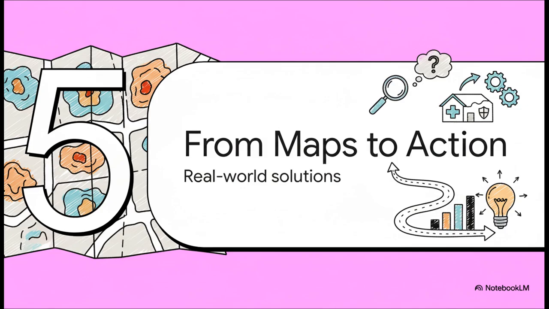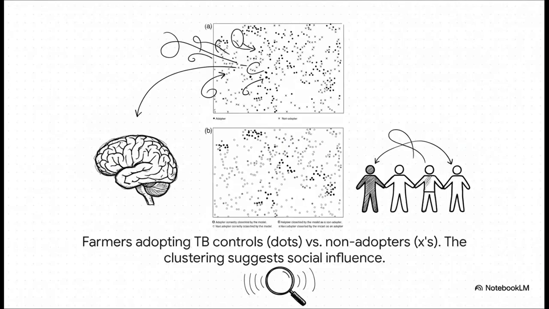Okay, so we found the hotspots, we've identified the cold spots, we've done all this cool detective work. But why does any of it actually matter? The answer, the payoff, is how we turn these maps into real action. Take a look at this map. It's showing farmers who decided to adopt TB controls versus those who didn't.